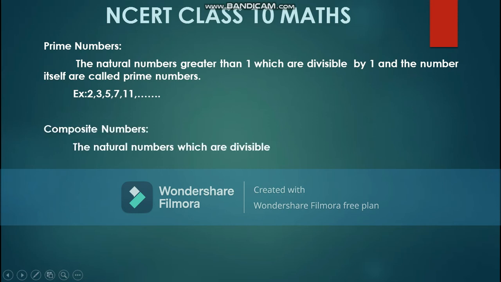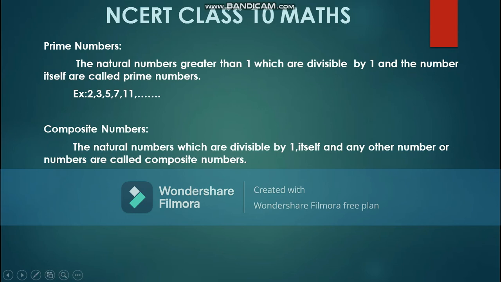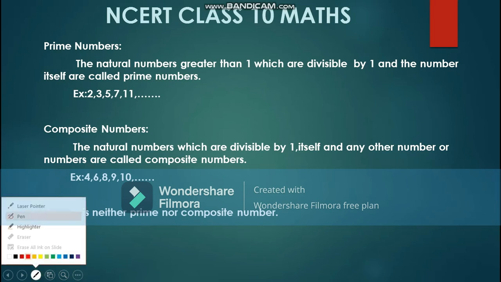Next is composite numbers. The natural numbers which are divisible by 1, itself and any other number or numbers are called composite numbers. For example, 4, 6, 8, 9, 10 are divisible by 1, itself and some other numbers, so they are composite numbers. Number 1 is neither prime nor composite because 1 is divisible by only 1 and no other numbers.